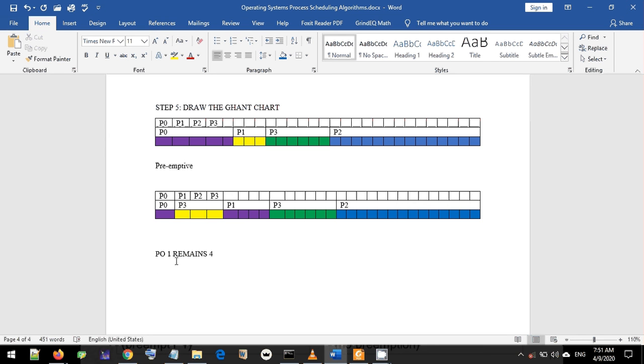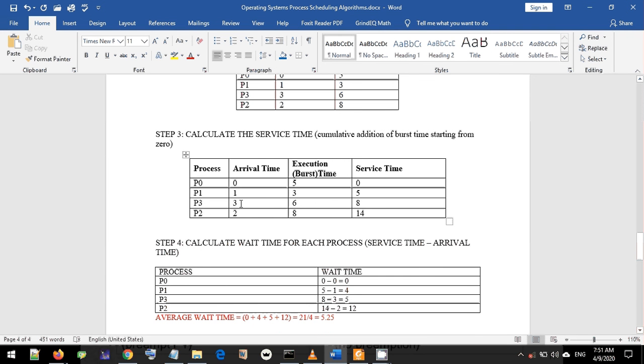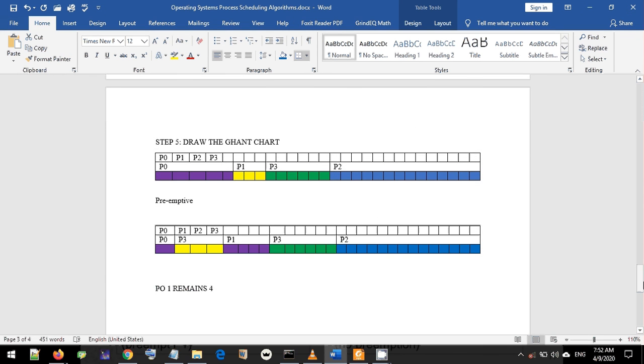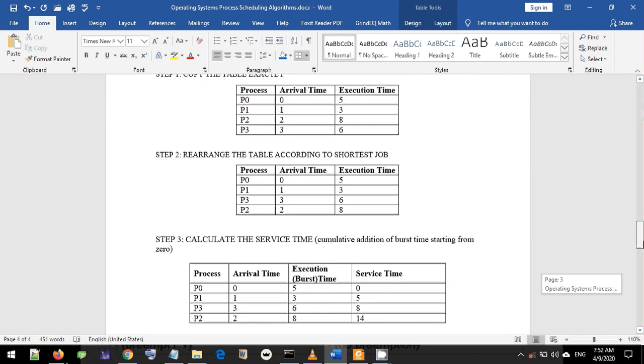Now you see that it remains 4, but we will now compare this 4 with process P1. Process P1 has an execution time of 3, which is still smaller than the 4 remaining time units of process P0. That is why process P1 is going to come into the processor and preempt process 0, right? So it's going to stop process 0. Let me check it up. Process 1 it is.